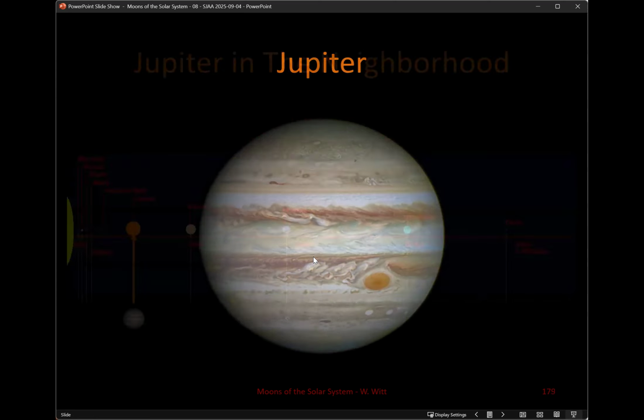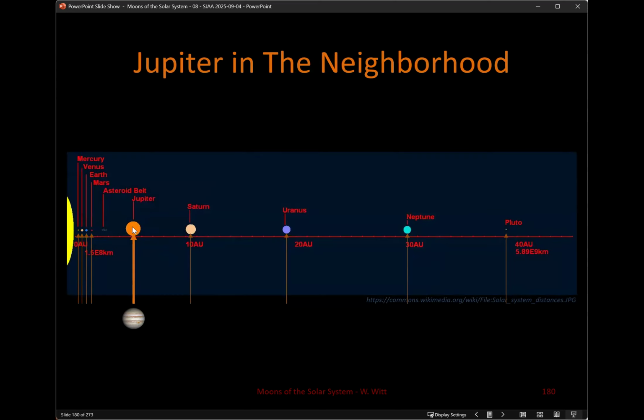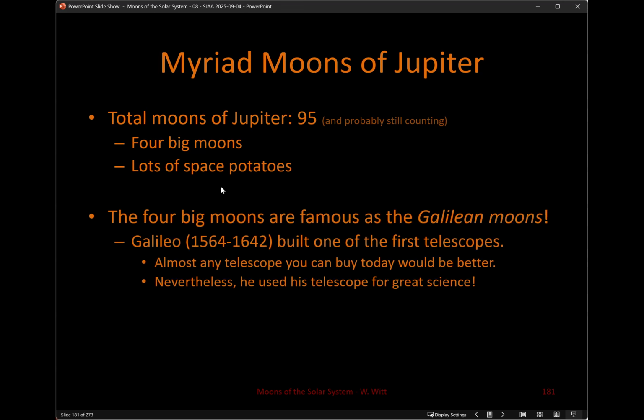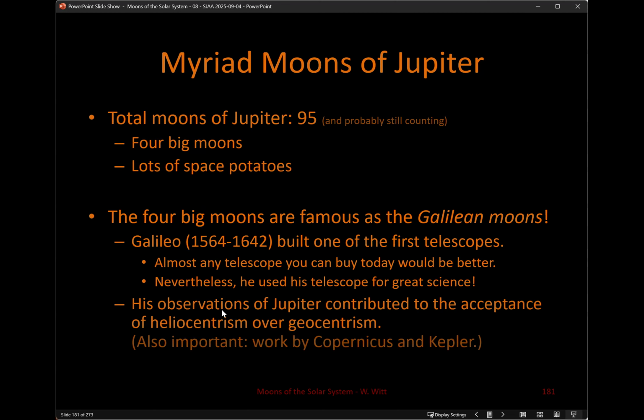So Jupiter is our next planet in the sequence. Jupiter has 95 moons, and we're probably still counting. There are four big ones, and then lots of space potatoes. The four big ones are famous as the Galilean moons. Galileo discovered these when he was doing astronomy with one of his home-built telescopes. His telescope is worse than anything that we can build today, but nevertheless, he used it to do great science. His observations of Jupiter contributed to the acceptance of heliocentrism, the idea that the sun is in the center of our solar system.